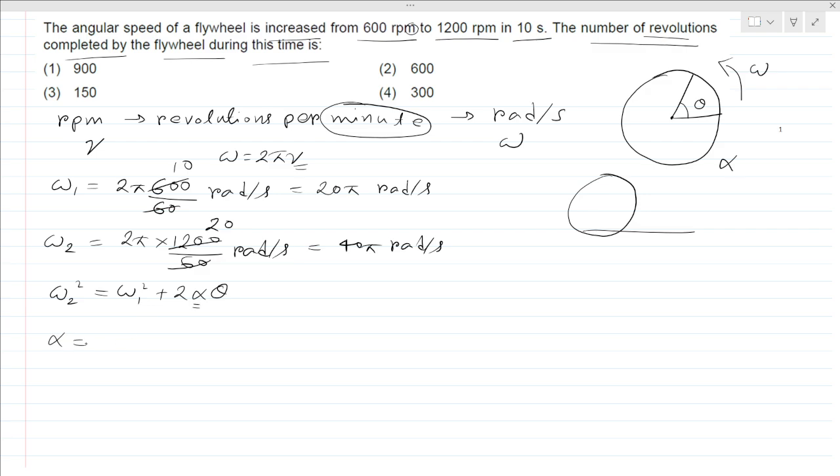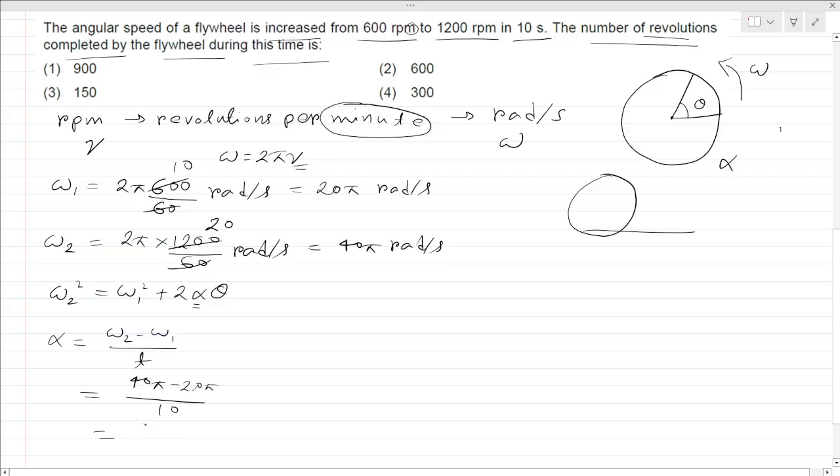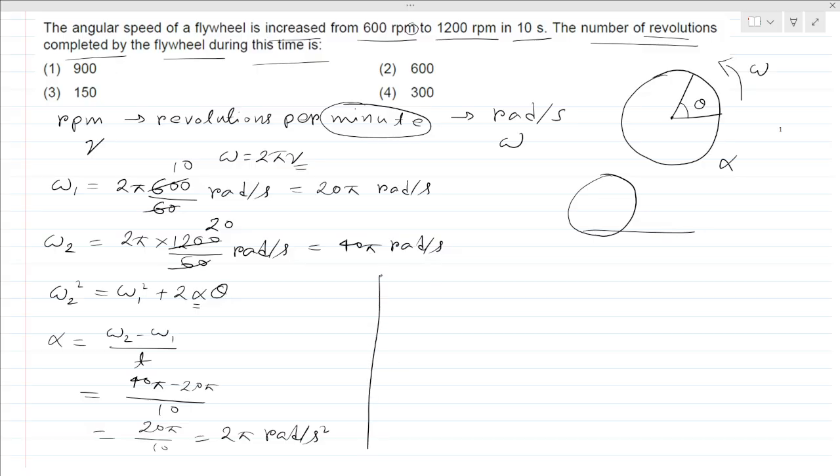We want to calculate the value of alpha, that is the angular acceleration. As we know, the angular acceleration is the rate of change of angular velocity. So omega 2 minus omega 1 by t, and the time t is given here as 10 seconds. Then we can put the values: 40 pi minus 20 pi by 10. So it is 20 pi by 10, which equals 2 pi radian per second square.